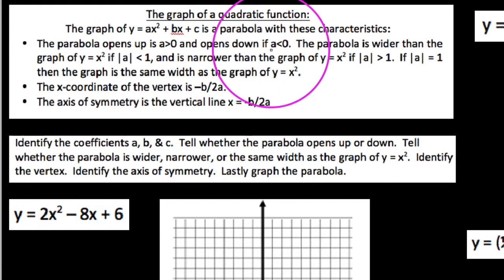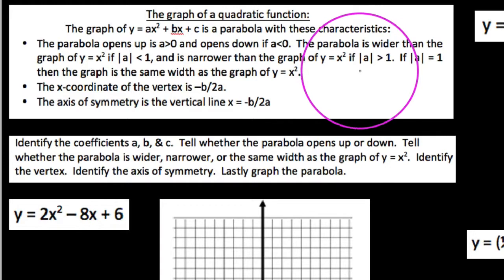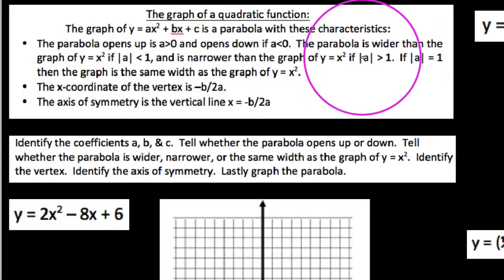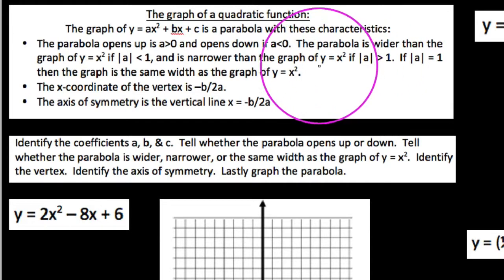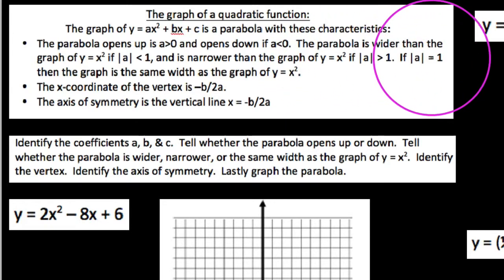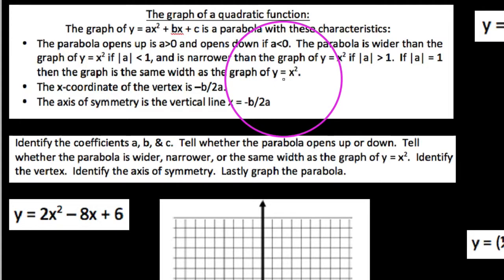And it is narrower than the graph of y equals 1x squared if the absolute value of a is greater than 1. In other words, make a note here, if it's improper, then you have a skinnier than normal graph. So we say wider, skinnier than y equals x squared. And if the absolute value of a is 1, then we say the graph has the same width as the graph of y equals x squared, where a is 1.